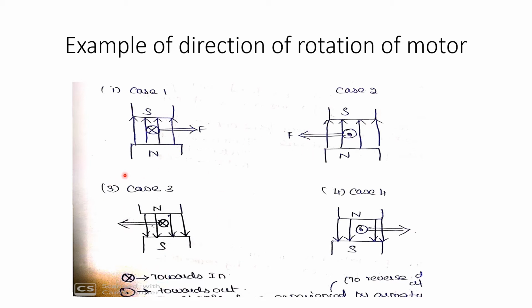In case 3, I have changed the poles, that is, the permanent magnet poles. Here again the current direction is into the paper. Now the force direction is like this. In the fourth case, if I change the current direction alone, the force direction will be like this.